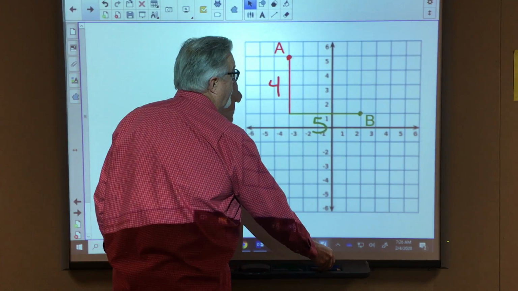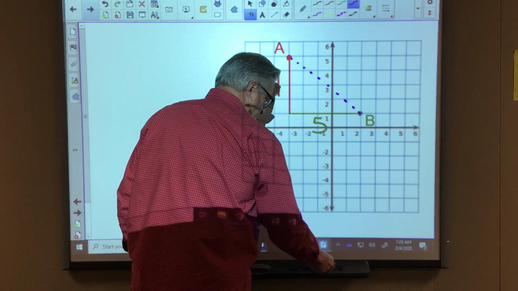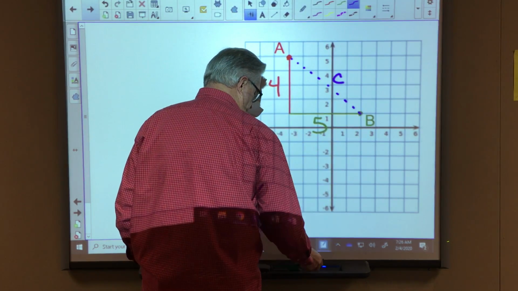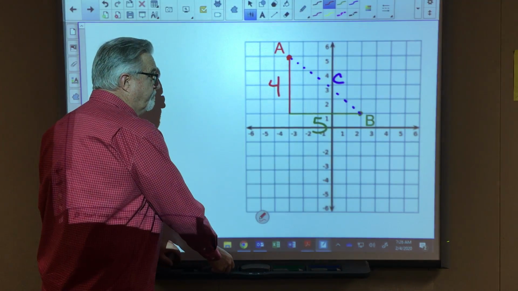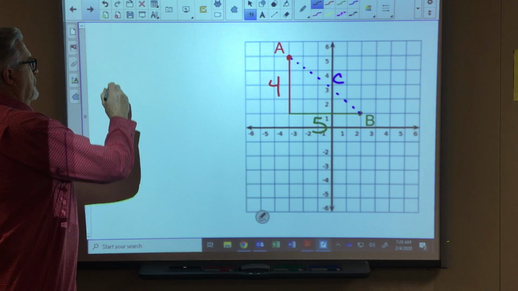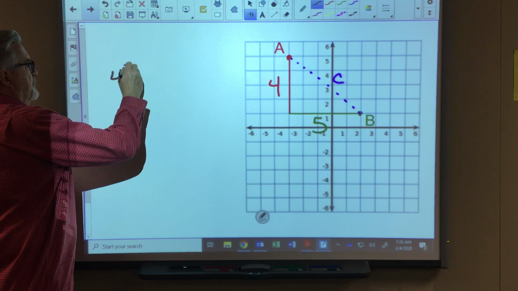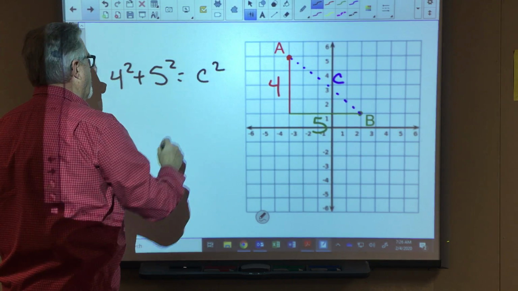And again, in between there, this forms our c, which is our hypotenuse, which is what we're looking for, the distance between points A and B. So let's go ahead and plug that information into Pythagorean's theorem, where those are legs. So we have 4 squared plus 5 squared is equal to c squared.